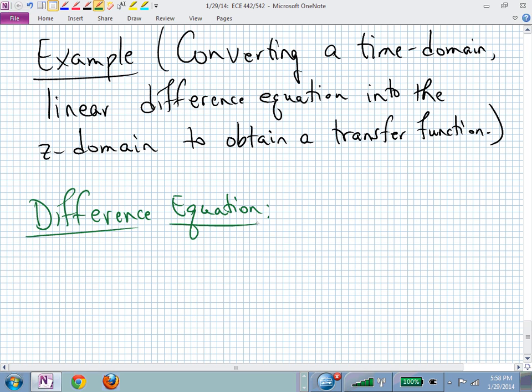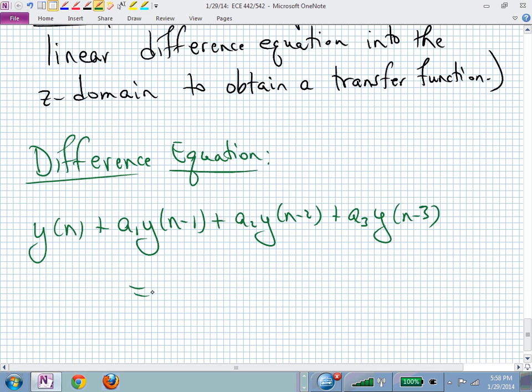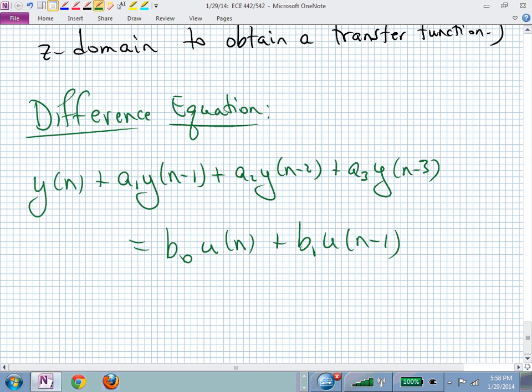Let's start with the difference equation. y of n plus a sub 1 y of n minus 1 plus a sub 2 y of n minus 2 plus a sub 3 y of n minus 3, oh, I'm getting tired, equals b sub 0 u of n plus b sub 1 u of n minus 1. This is a time domain difference equation. What's the order of that difference equation?